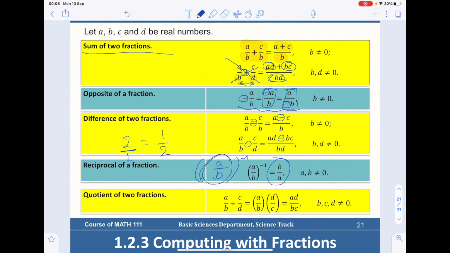For the quotient of two fractions, a over b divided by c over d, you keep the first fraction as it is, change the operation from division to multiplication, then flip the fraction c over d to d over c. Now you just multiply the two fractions, and in multiplying two fractions we multiply the numerators together and the denominators together. So ad over bc. Of course, here all the values in the denominator do not equal 0, so b, c, and d do not equal 0.